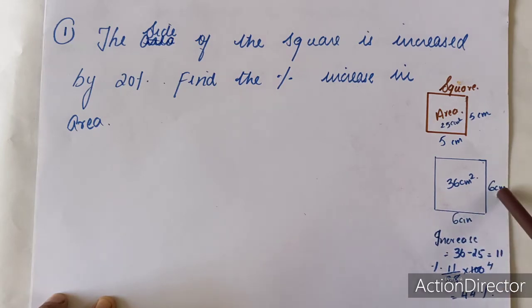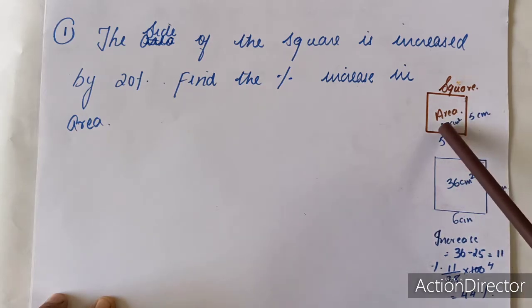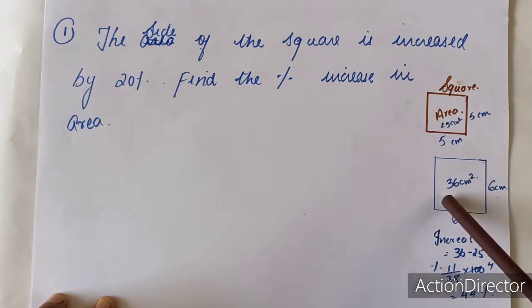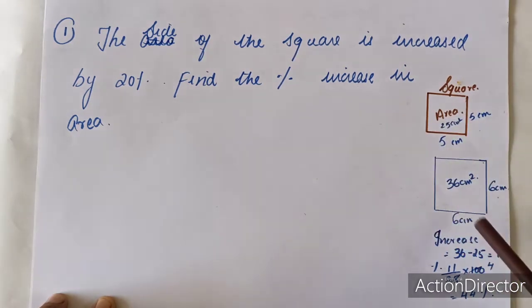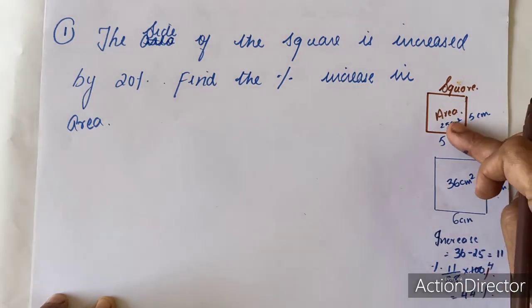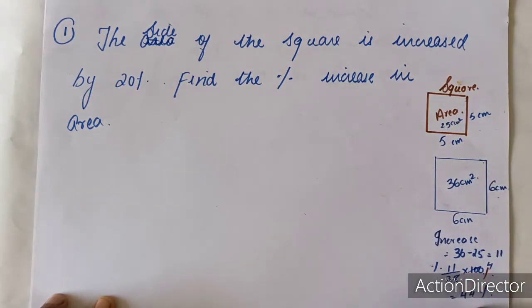So what will be the area of the square? Area of the square, you know, is side into side. So it will be equal to 36 centimeter square. Now you know the area of the old square and the area of the new square. I have to find the difference of area. So the difference of area will be equal to 36 minus 25 equal to 11. So this is the increase in area. The increase percentage will be equal to increase upon original into 100 percentage. The increase is 11, so 11 upon original 25 into 100 percentage is 44 percentage.